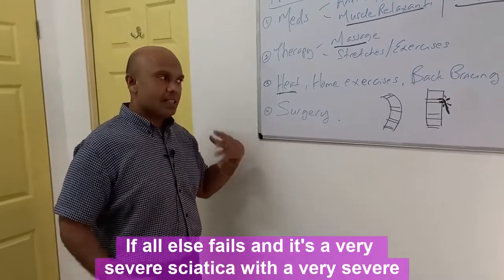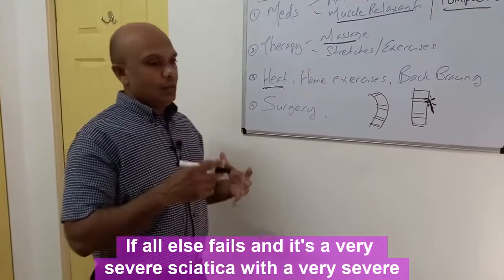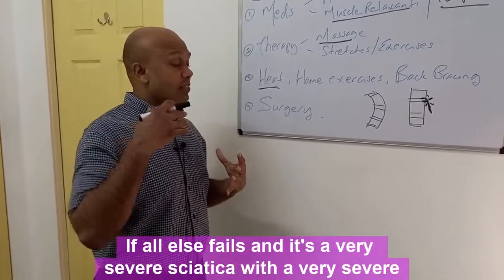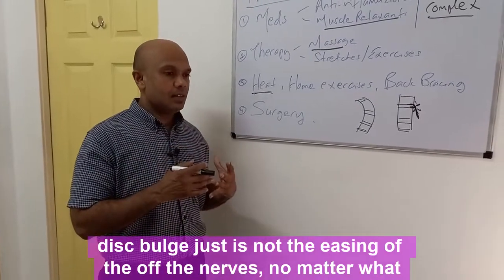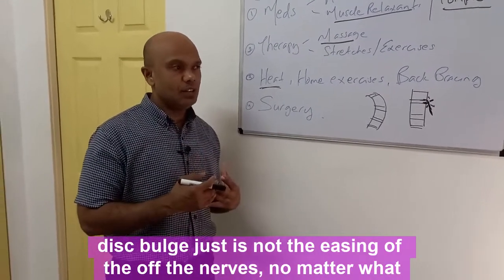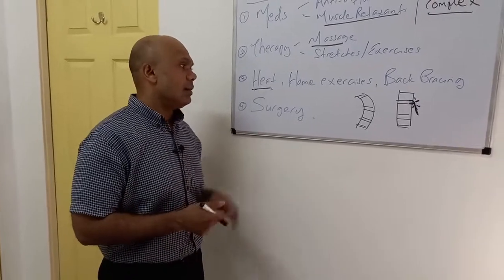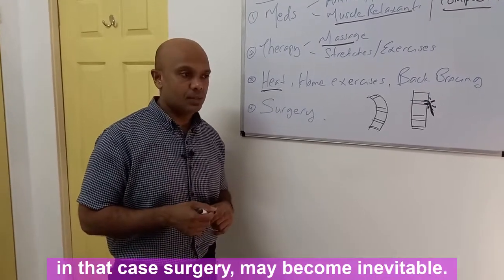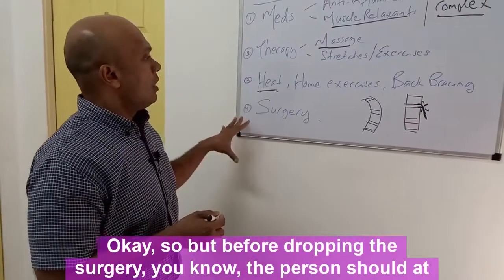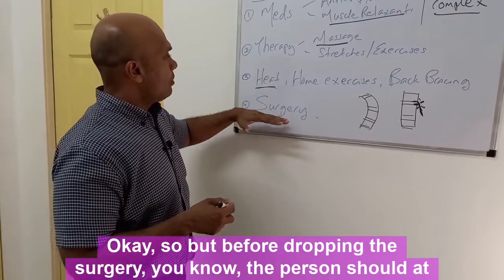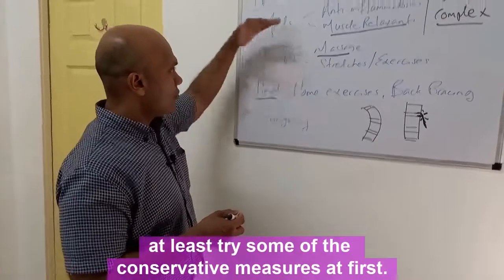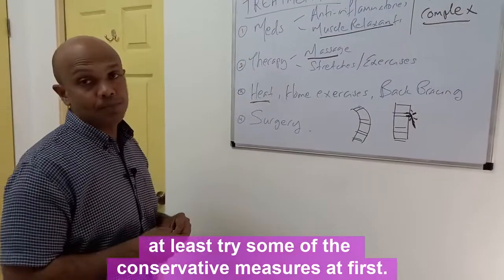If all else fails and it's a very severe sciatica with a very severe disc bulge that just is not easing off the nerves no matter what you do, in that case surgery may become inevitable. But before jumping into surgery, the person should at least try some of the conservative measures first.